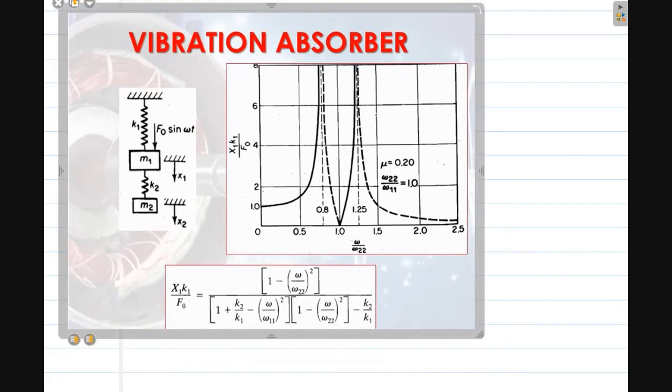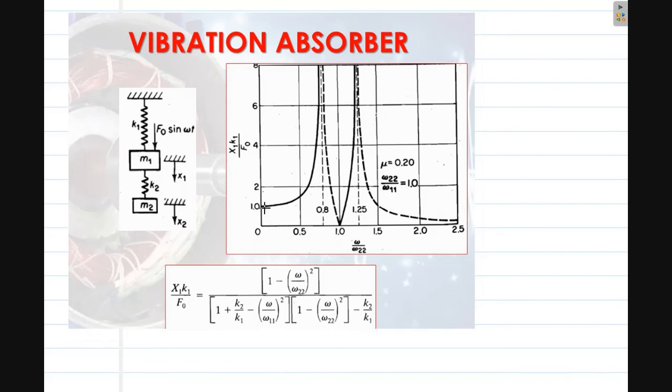So what you really want is, if I just draw a line here, sorry, if I just draw a line here, so what happens is, because your omega becomes omega 2, so this is x1 k1 over f naught. This is basically the same equation. If you remember, this is x1 equals f naught over k1, and the same thing here.